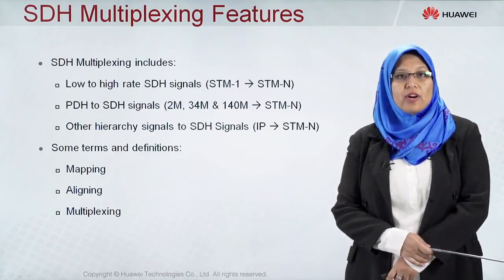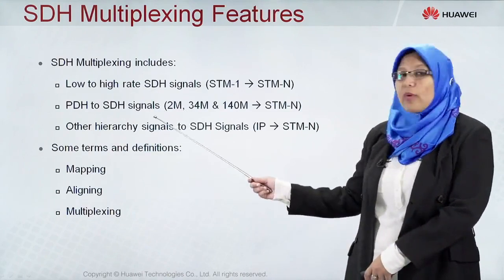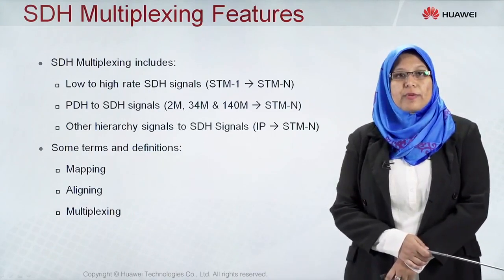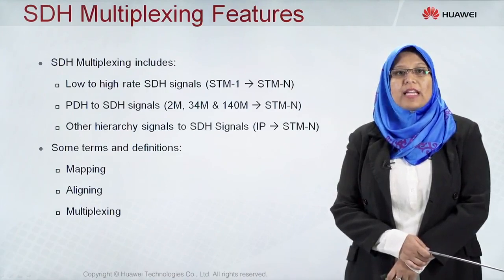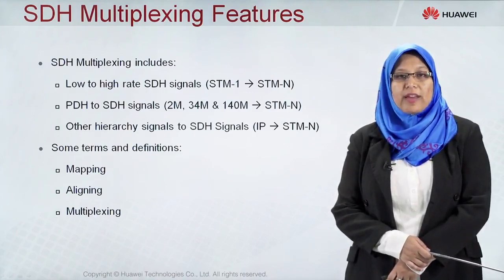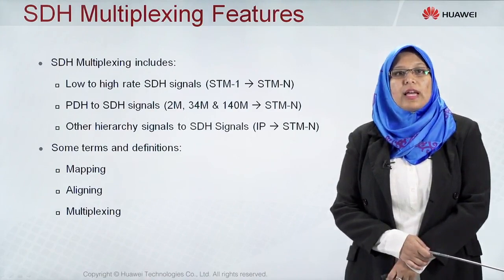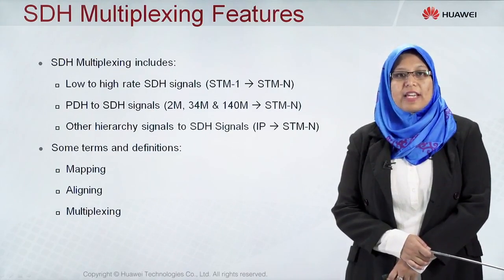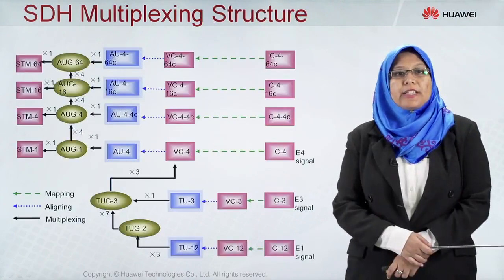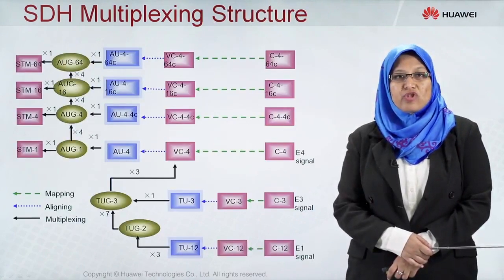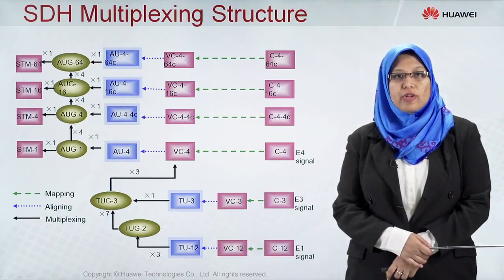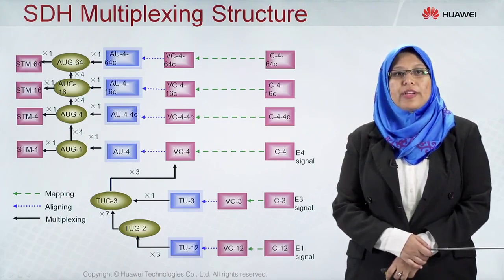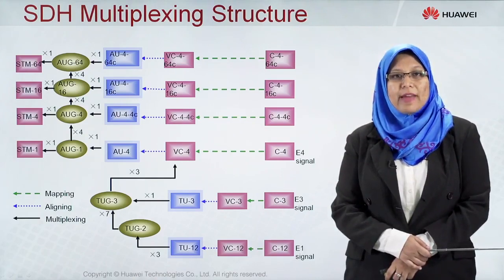SDH signals into higher order SDH signals, and the second one is the multiplexing of low rate tributary signals, for example 2 Mbit/s, 34 Mbit/s and 140 Mbit/s into SDH signals, and also the other hierarchy signals to SDH signals. The ITU-T defines a complete multiplexing structure through which digital signals of 3 PDH hierarchies can be multiplexed into STM-N signals. The low-rate tributaries are multiplexed into STM-N signals through 3 procedures, which are mapping, aligning and multiplexing.